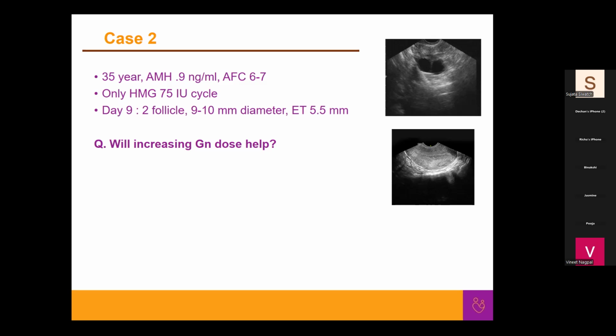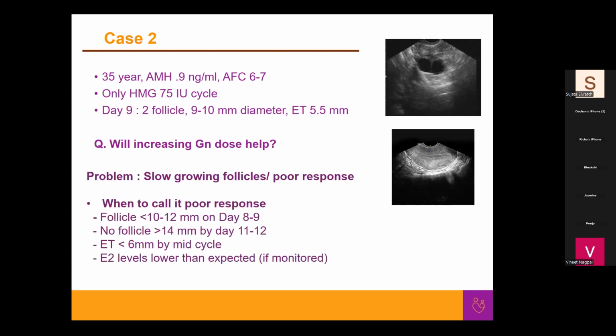On day 9, two follicles, 9 to 10 millimeter, and the endometrium is 5.5. AFC was in the normal range, 6 to 7, although AMH was 0.9 only. Pravneet, what do you think? Maybe we can add urinary FSH. You can increase the dose or you can add urinary FSH.